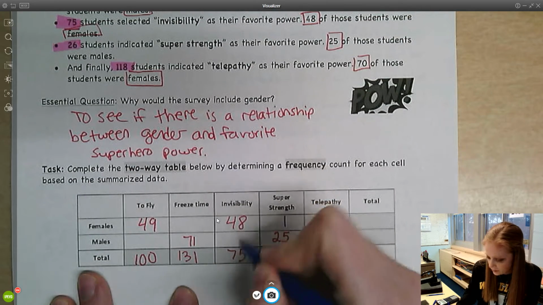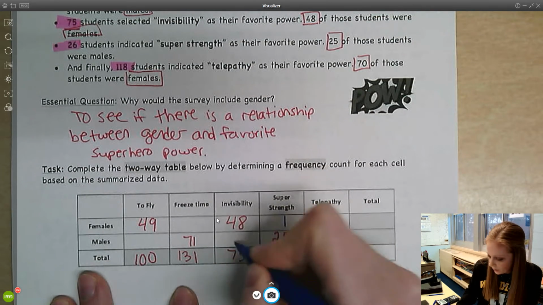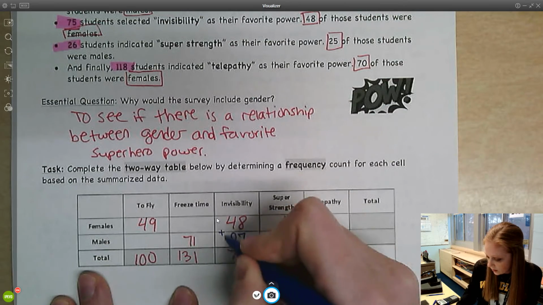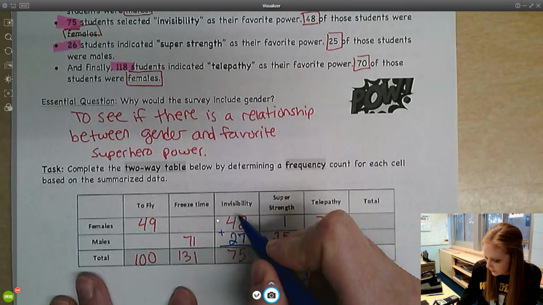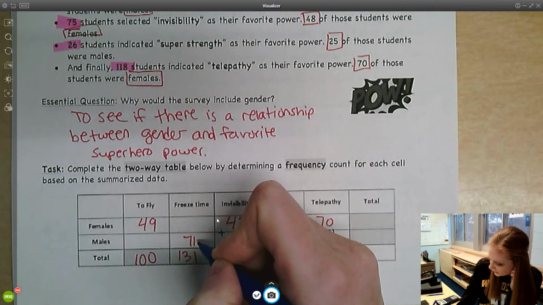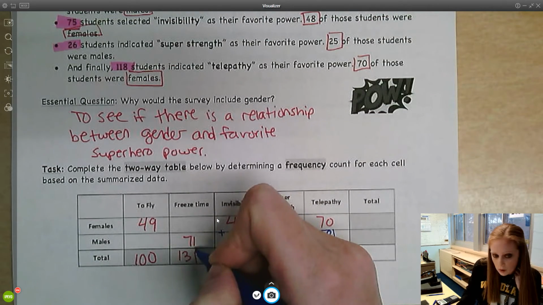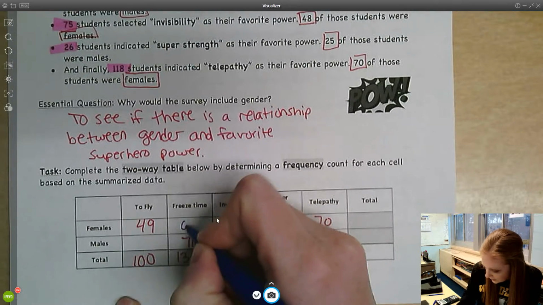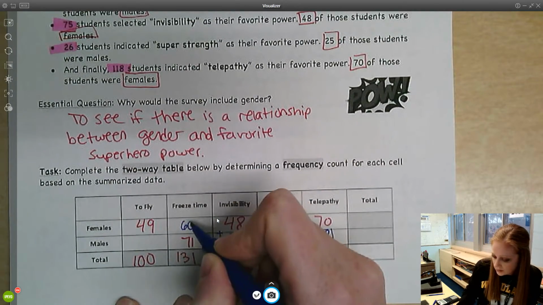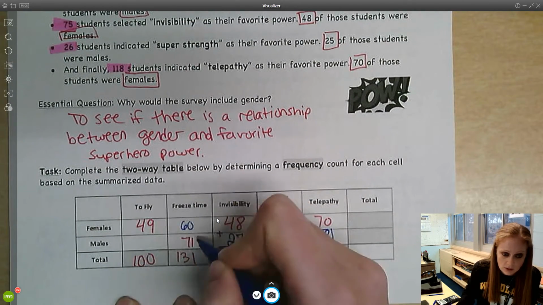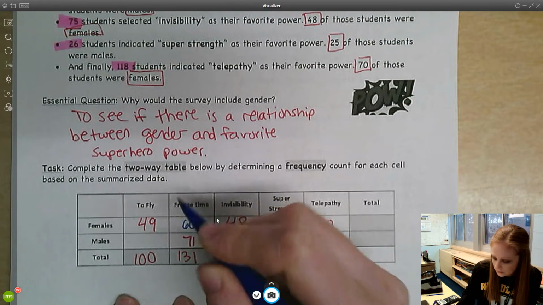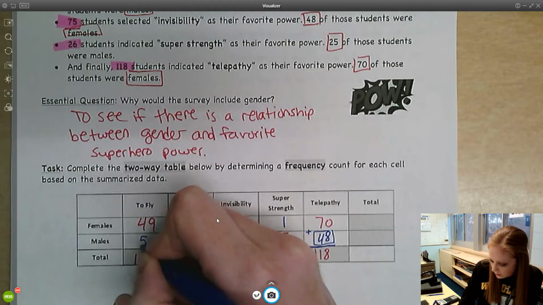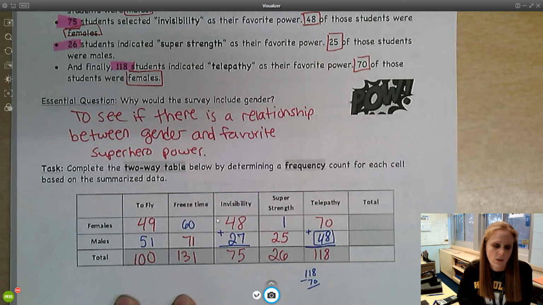Okay, let's do the same thing here. 75 minus 48 will give you 27. You could check it. 48 plus 27 gives you that 75 total students that picked invisibility. Okay, 71 males picked freezing time. So 131 minus 71 will show us that 60 females picked freezing time. 60 females plus 71 males is the 131 total students that picked freezing time. And then flying, well, 49 plus 51 gives us 100. So that is how we get our 100 total students who picked flying.